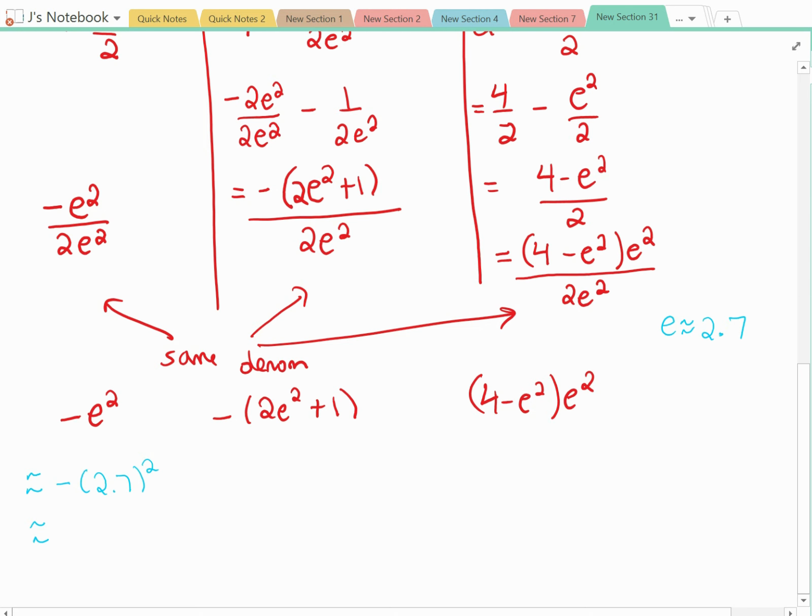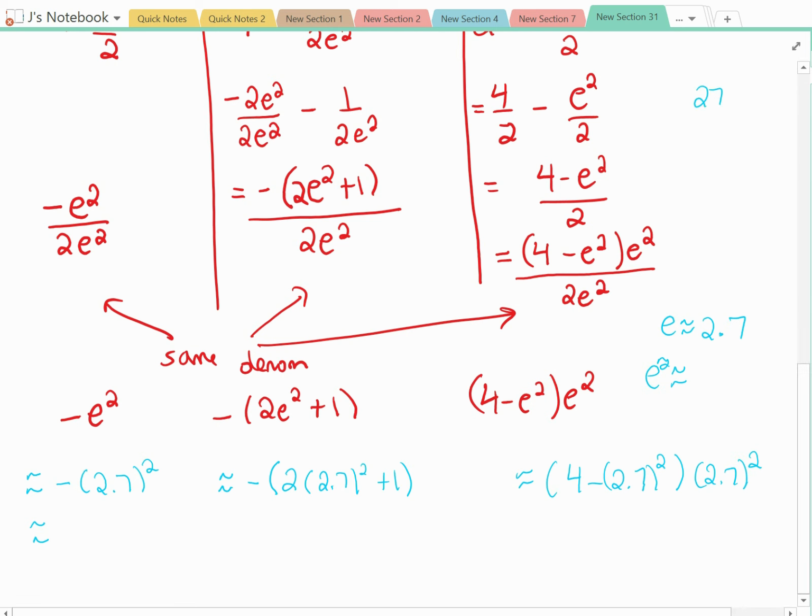Likewise, for the next one, we would do the same thing. This is approximately equal to negative bracket 2 times 2.7 squared plus 1. Now for the third one, this is 4 minus 2.7 all squared times another 2.7 all squared. So the squaring of 2.7 becomes really important. It's going to be needed for each of these three pieces. The second one will be needed twice.